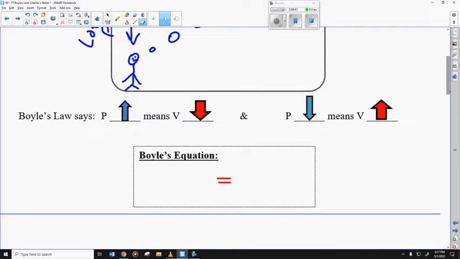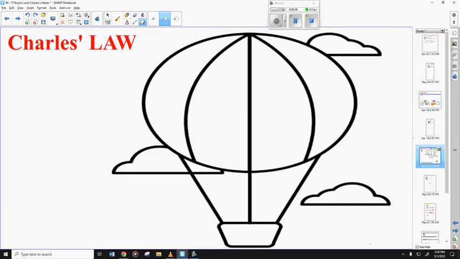Here is the equation for Boyle's law: P1V1 equals P2V2. Again, that means the initial pressure times the initial volume equals the pressure at the end, P2, times the volume at the end, V2. If you're ever given 3 of those variables, so let's say you know P1, V1, and P2, you should be able to solve for V2 no problem using your basic algebra skills. That's Boyle's law.